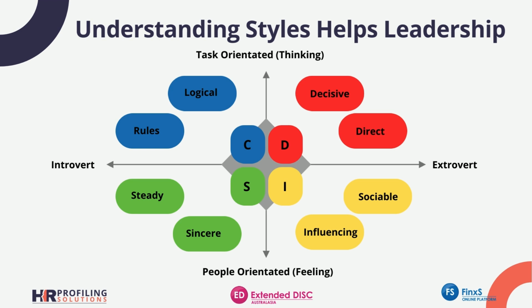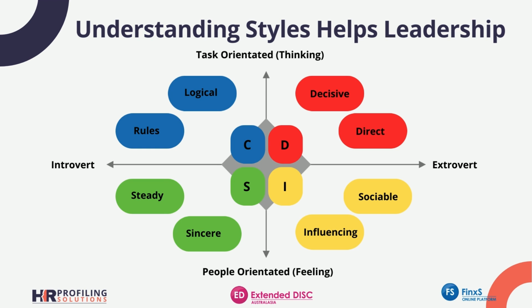So a D style individual will have tendencies to be naturally decisive and direct, while an I style person will be sociable and natural at influencing. If we cross over to the S quadrant, then the words sincere and steady are often associated with that style of person. And lastly, the C style tends to be comfortable with rules and logic in the way that they behave. So that gives you a very basic overview of the behaviours that can be observed and associated with each of the D, I, S and C styles.